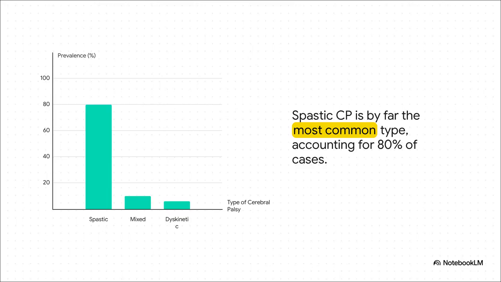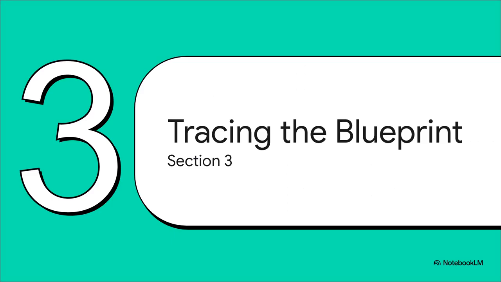And when we look at the breakdown of these types, one really stands out. Spastic CP is by far the most common, making up about 80% of all cases. This is the type most associated with that high muscle tone, or hypertonia, we were just talking about. So with the type identified, the next question for our detectives is a big one. What caused it? This means we need to trace the brain's original blueprint to find where the issue started.